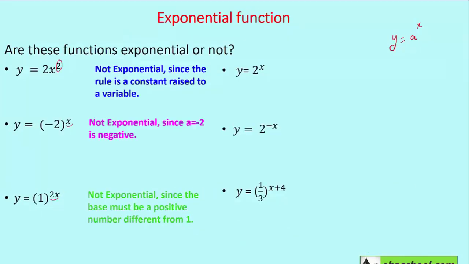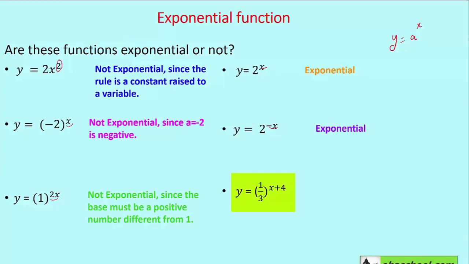Now y equal 2 to the power x. The base here is 2, that is a positive number greater than 1. So this is an exponential function. Now the other example, y equal 2 to the power minus x. Since the variable is x and we didn't determine its sign, it can be either positive or negative. And since x is the variable and the base is 2, that is greater than 1, then this is also an exponential function.